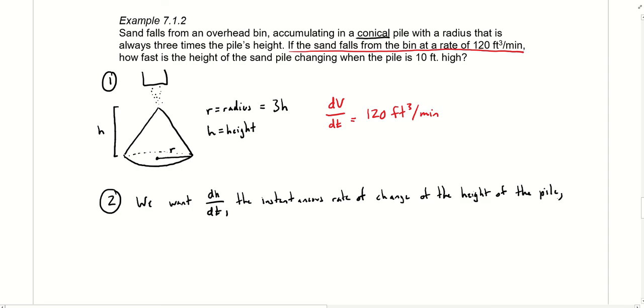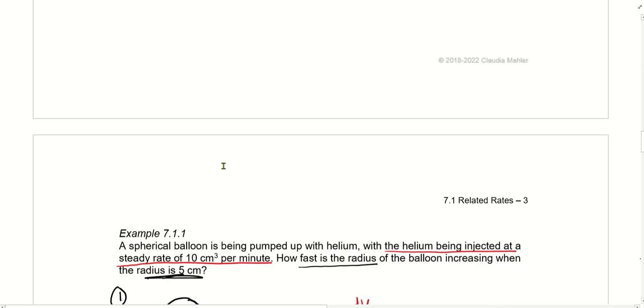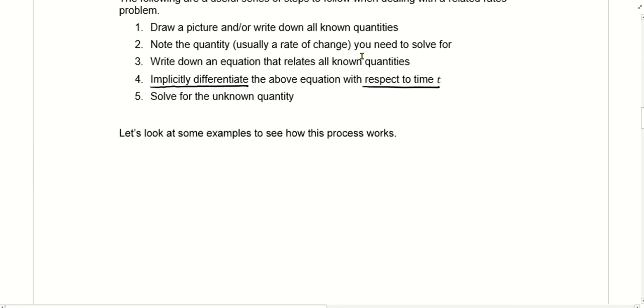And just like in the previous example, we want this at a certain point, that instantaneous rate of change at a point. Specifically, we want that dH/dt when the pile is 10 feet high. So we want this instantaneous rate of change when h, the height, equals 10 feet. So this is the thing we want. That was our step 2, the quantity that we want.